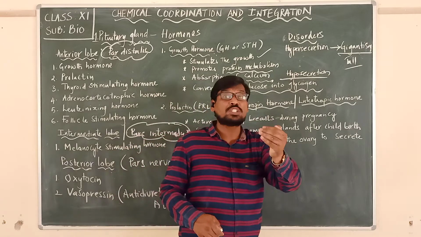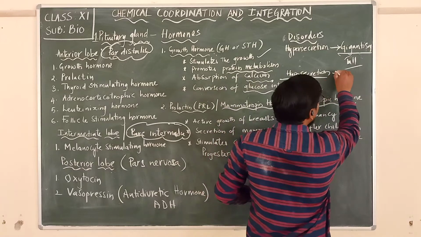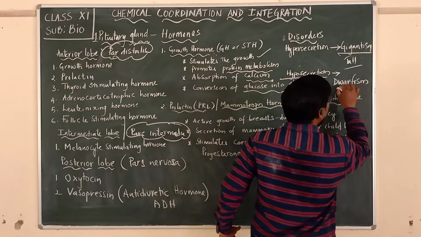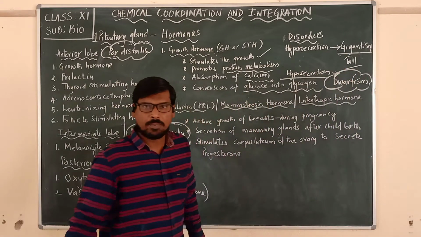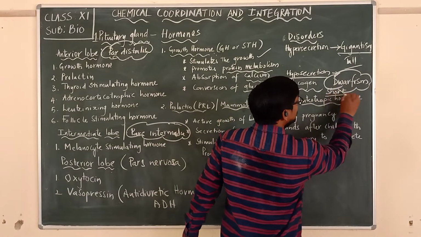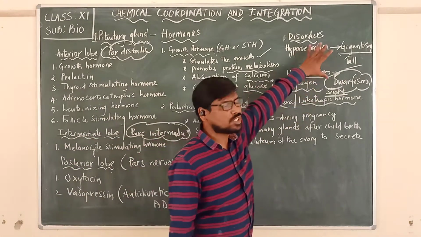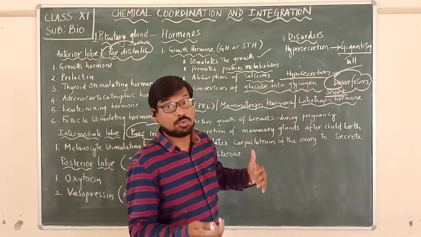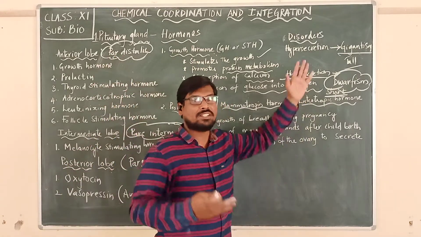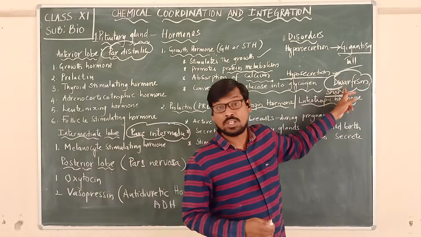When growth hormone is produced in very less quantity, then that person will be suffering with a disorder which we call dwarfism. Dwarfism means the person will be very short compared to the normal height. These are the most familiar ones that we see: if this hormone is produced in more quantity, it is leading to gigantism. If it is produced in less quantity, we are saying dwarfism.